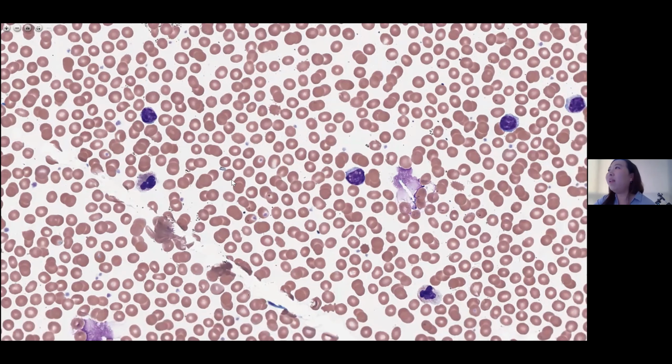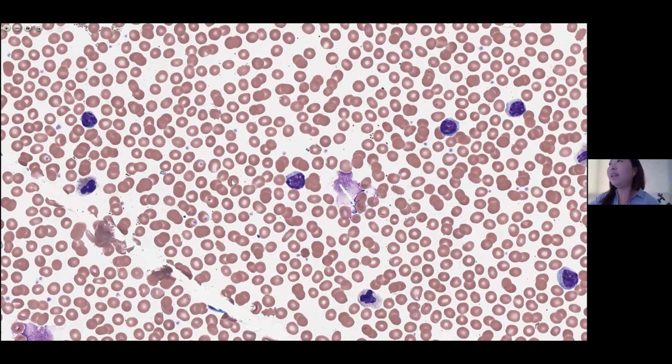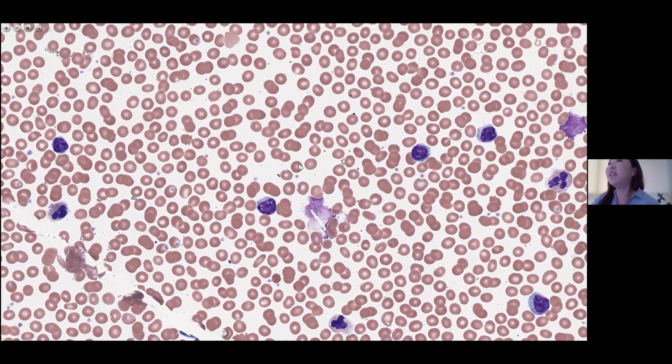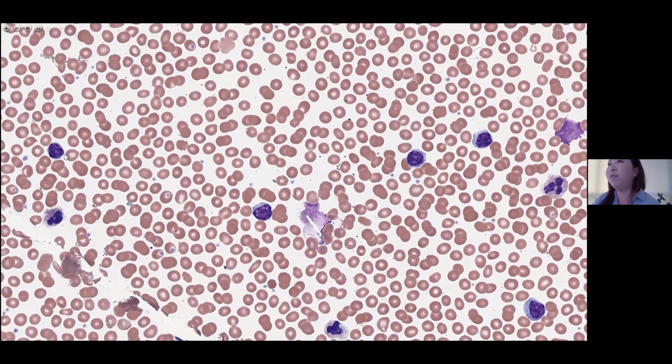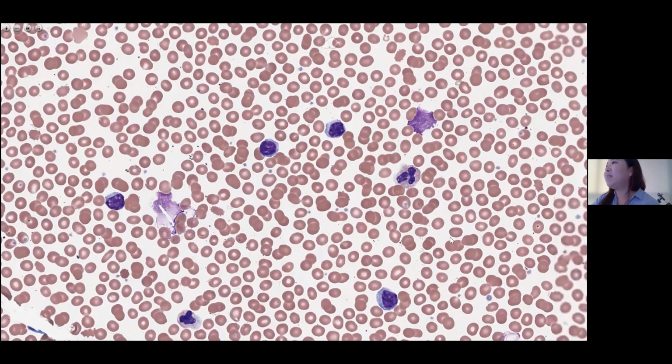So we call this more monomorphic lymphocytes, right? Instead of pleomorphic, like in normal individuals, they're somewhat monomorphic in this patient. And they have this soccer ball look, and they have the smudge cells.